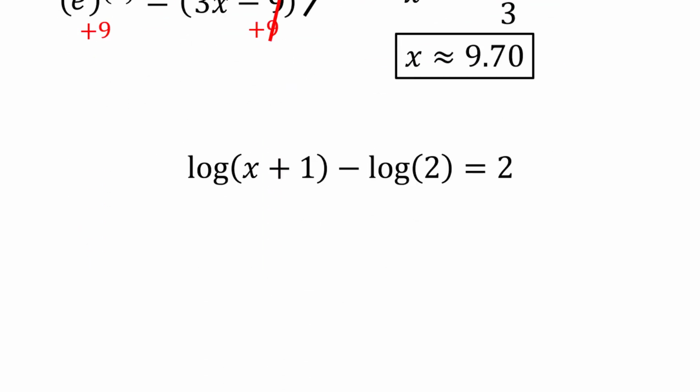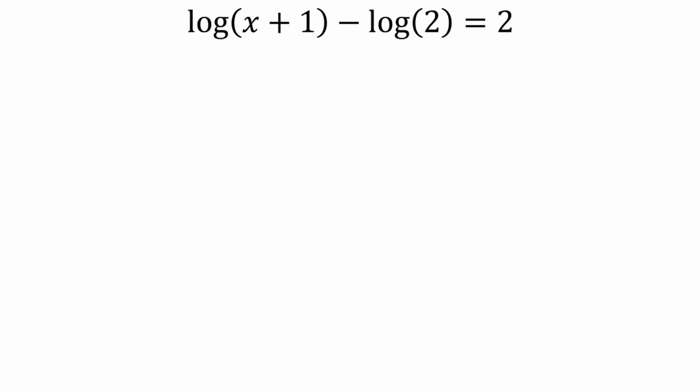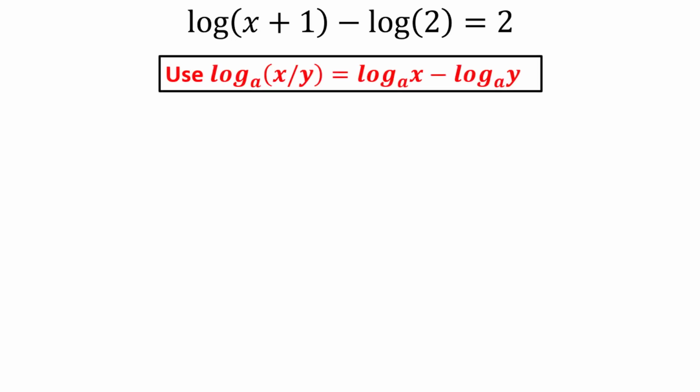Let's try another one. We have log of x plus 1 minus log of 2 is equal to 2. This time we have two logs with the same base of 10, which are subtracted. Remember that if you don't see a base written on the log, we assume it is base 10. Since we have two logs that are subtracted, that means we can write them as one log that has an argument which is the quotient of the two arguments of the logs. We have log of x plus 1 divided by 2 is equal to 2.